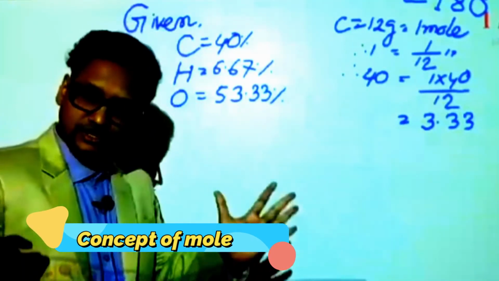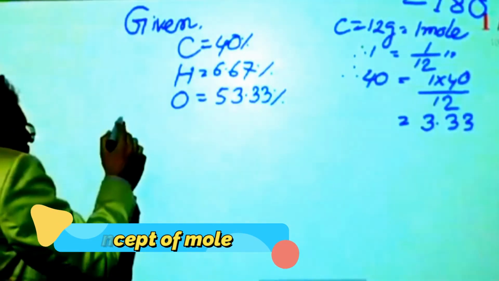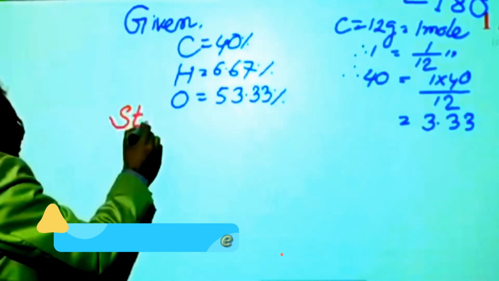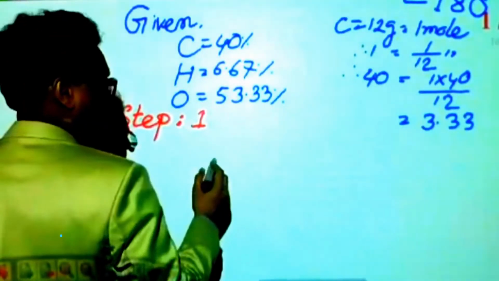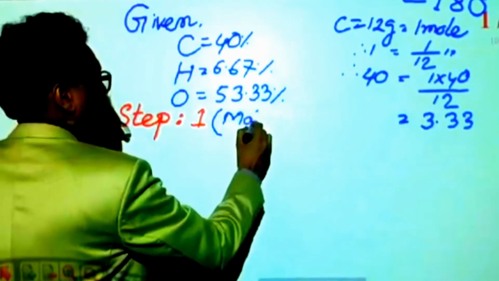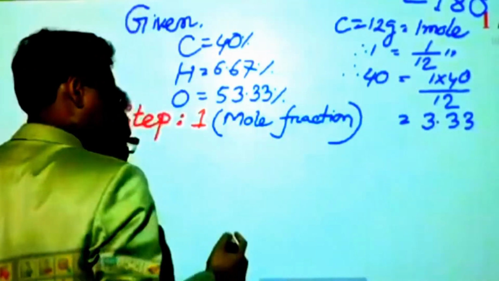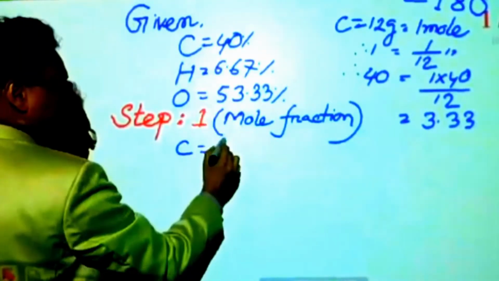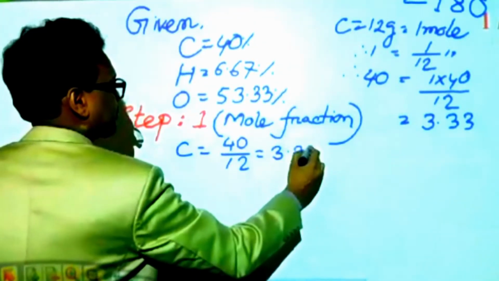So in our textbook, there is a short form given. So we can see the shortcut. Step 1: mole fraction or mole number. So at first, carbon percentage divided by its atomic mass, which gives 3.33, the mole fraction or mole number.